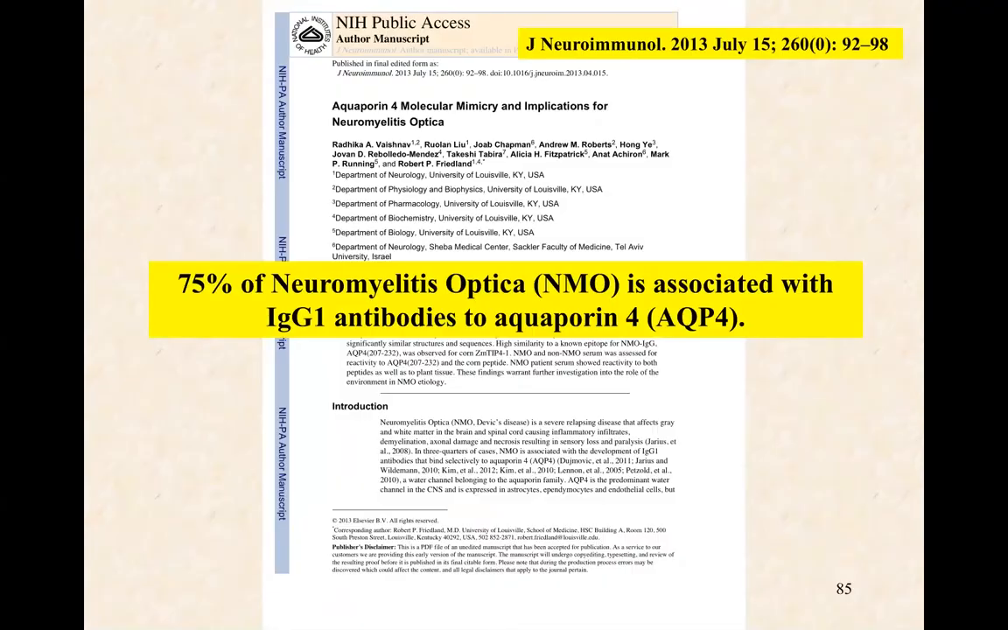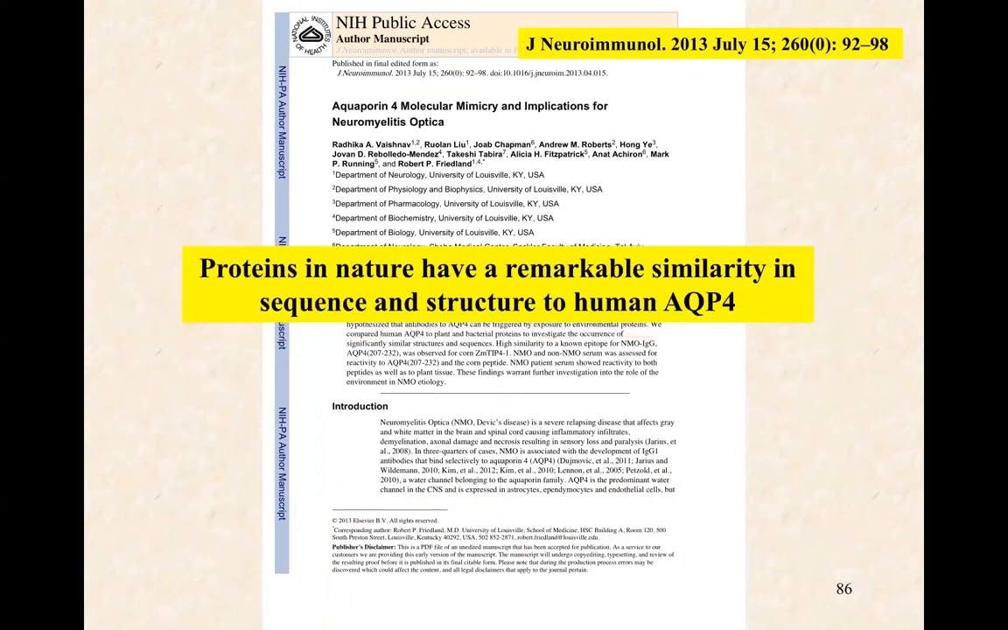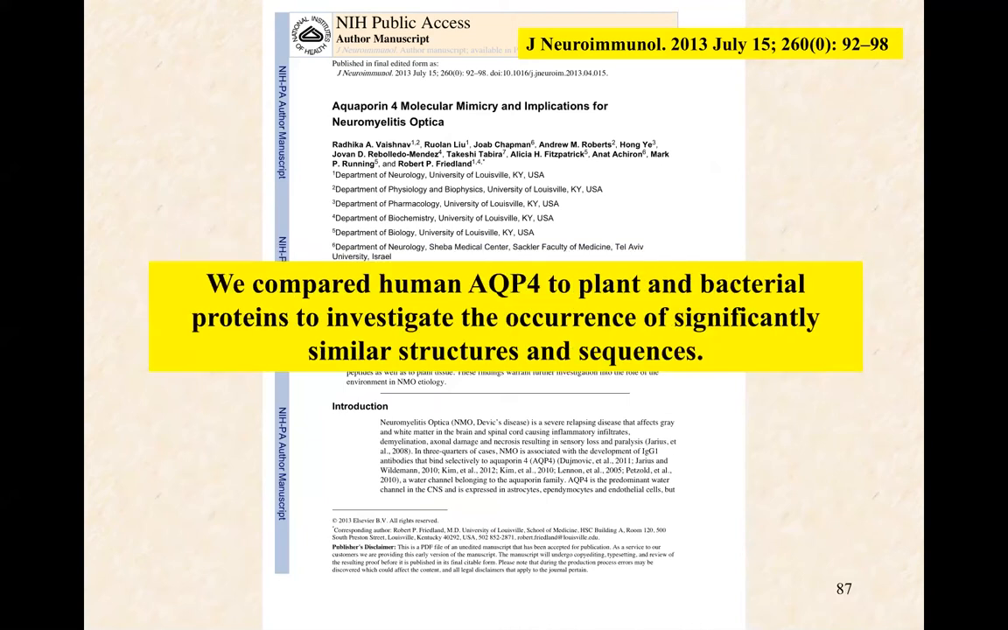Neuromyelitis optica, 75% of those patients, it's associated with IgG1 antibodies to aquaporin 4. Proteins in nature have a remarkable similarity in sequence and structure to human aquaporin 4, which is a component of your nerve cells and your blood-brain barrier. Aquaporin 4 is a component of your blood-brain barrier. I'm hoping it'll be on the updated NeuroZoomer panel when it comes out. I'm working hard to get that one in there, and I'll show you why.